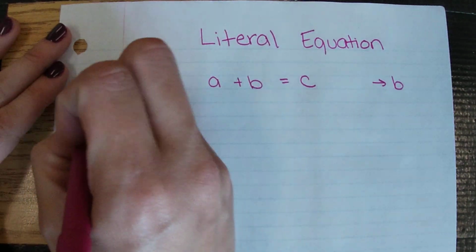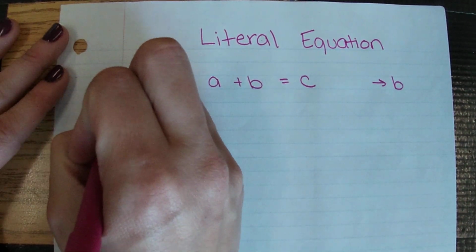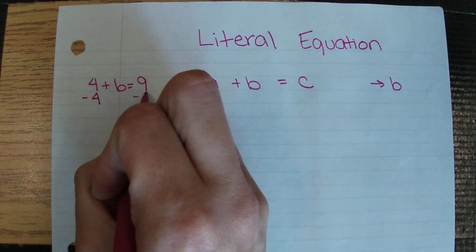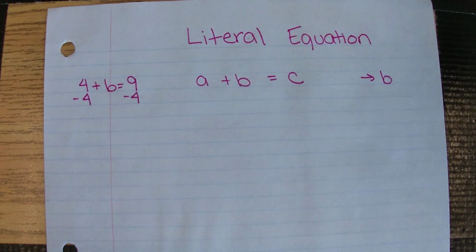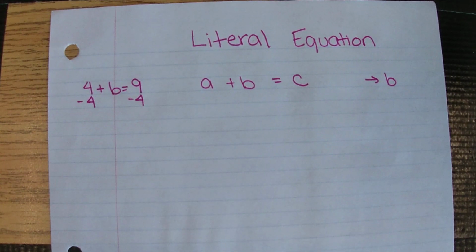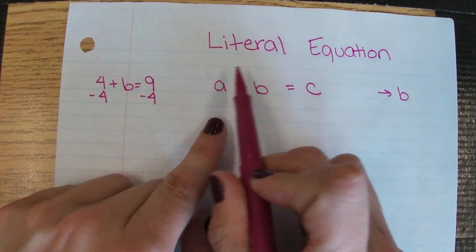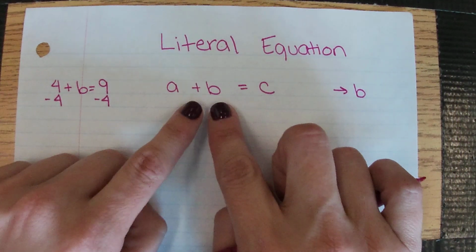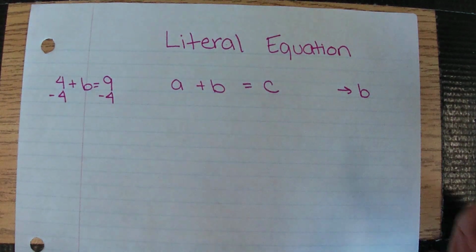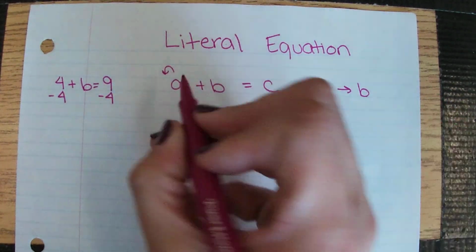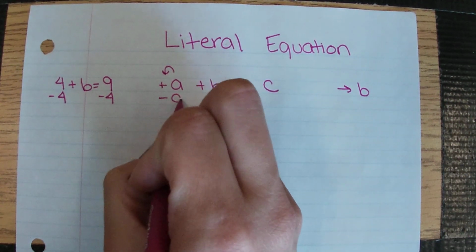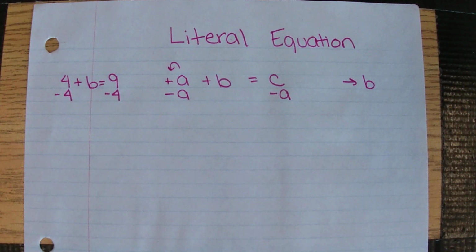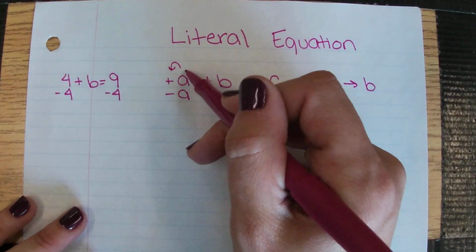So if I were to say something like 4 plus B equals 9, you would all agree with me that we want to undo a positive 4 by subtracting 4, and we'd subtract 4 from each side. So we want to apply that same idea over here. 4 and A are in the same situation. A and B are attached with addition and subtraction. So I'm looking in front of the A. The A is positive, so I'm going to move it with a negative. And whatever I do to one side of the equal sign, I also have to do to the other.